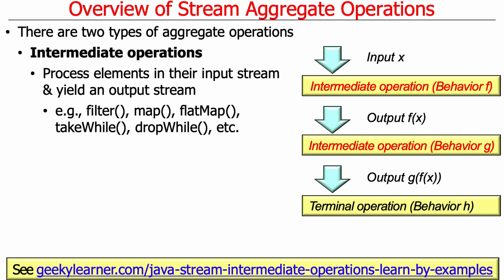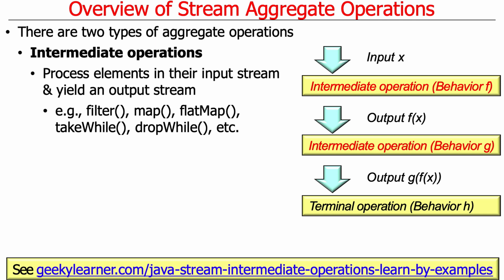Intermediate operations, as the name sort of implies, appear after we get the input from some source, but before we reach the end of the stream. So they're kind of the things that are intermediate. And what they do is they process the elements that come from their input stream, and they yield an output stream. So that's the way to remember whether something's an intermediate operation or something else, is whether it will take an input stream and then return an output stream.